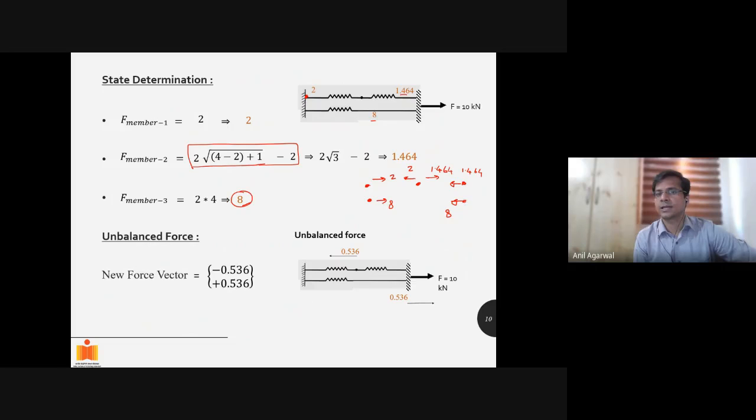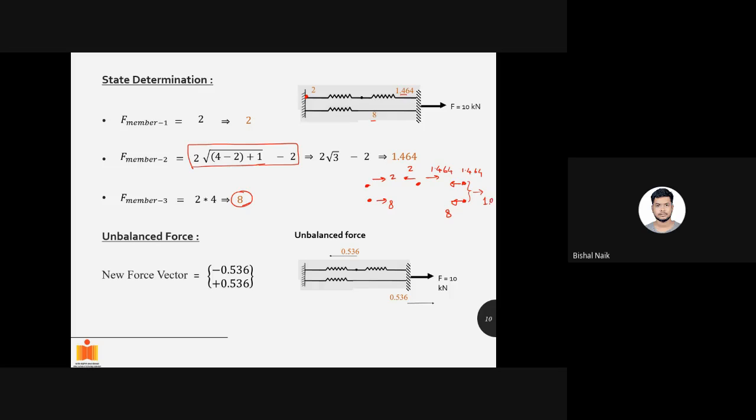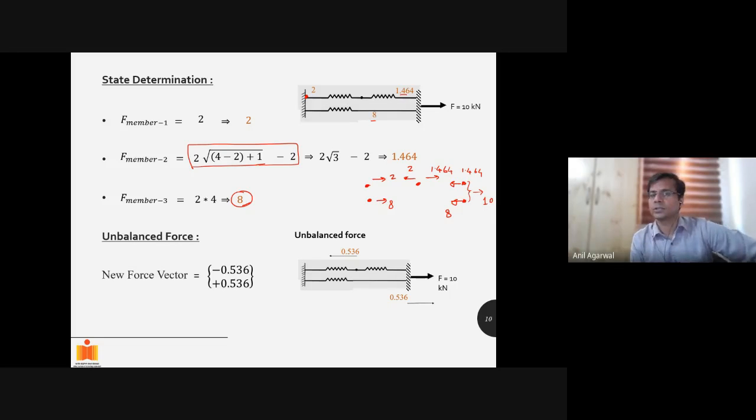And what else is acting at this joint? External force. Yes, a 10 kilonewton force is acting here, right? So there is no imbalance here. This imbalance we don't have to worry about, because this is a boundary condition. This one has got an imbalance.